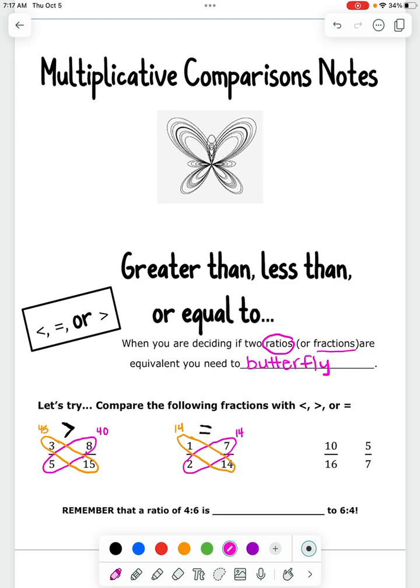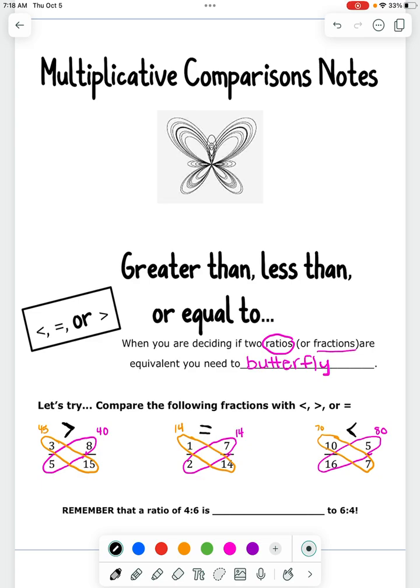And then last, we can do 10/16 and 5/7. So 5 times 16 is 80. And then I have 10 times 7, which is 70. Those are not equivalent, so I cannot do my equal sign. 80 is bigger than 70, so my alligator mouth goes this way this time because my alligator is going to eat the bigger side. So 5/7 is bigger than 10/16. Again, even though the numbers are smaller, it's still bigger.